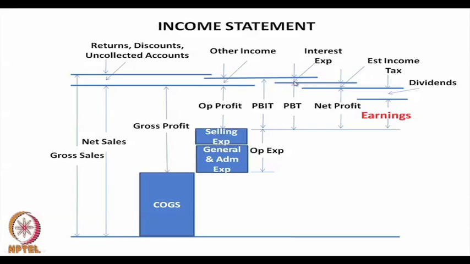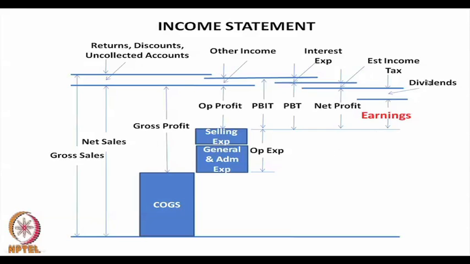If we subtract the interest expense, then we get profit before tax, and then from this if we subtract the estimated income tax, we get profit after tax, which is also known as net profit. And from net profit, the company might decide to pay dividends to its shareholders, and therefore what is retained is the earnings that are retained in the company for reinvestment.